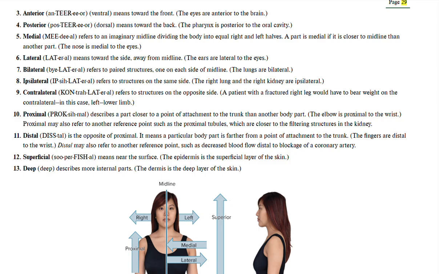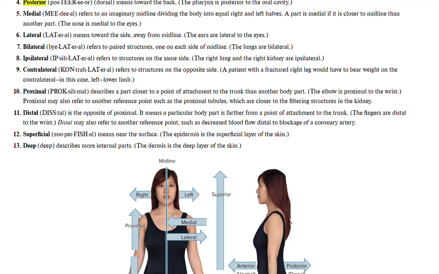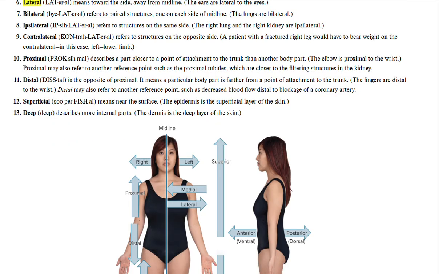Page 29. Anterior, ventral, means toward the front. The eyes are anterior to the brain. Posterior, dorsal, means toward the back. The pharynx is posterior to the oral cavity. Medial refers to an imaginary midline dividing the body into equal right and left halves. A part is medial if it is closer to midline than another part. The nose is medial to the eyes.